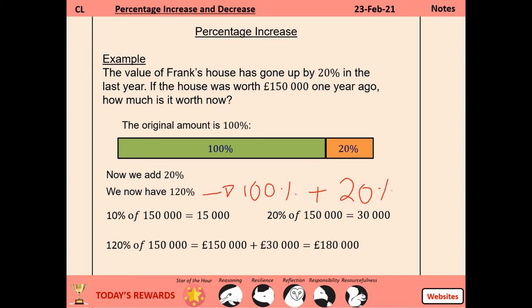So all you have to do is work out the percentage, and then add it on if it's a percentage increase. And how do you know this would be a percentage increase? You have to look out for words in the question. Look, it says the value of Frank's house has gone up by 20%. So of course, when it says how much is it worth now, if the value of the house has gone up, then that would mean it's a percentage increase because the value of the house has increased now.